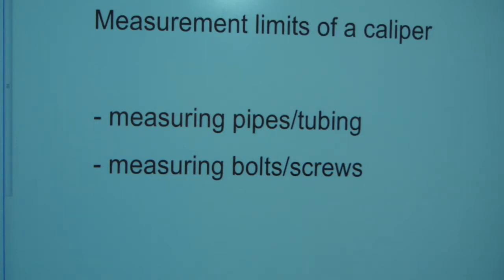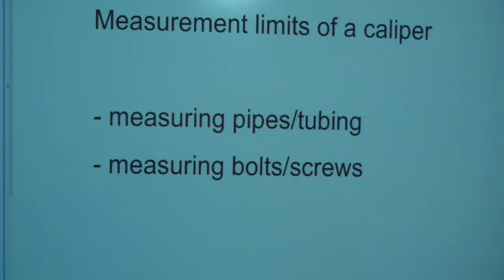By measurement limits I mean geometric limits to the caliper. So in this video we'll take a look at the caliper's shapes and surfaces and functioning parts and how they meet and how those shapes function together with or interact with round items.